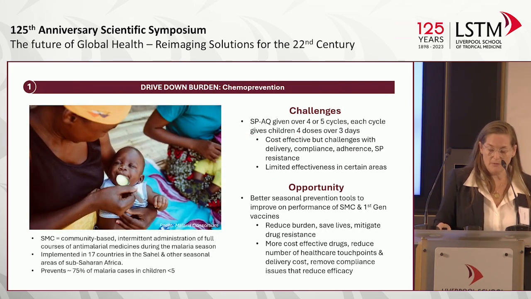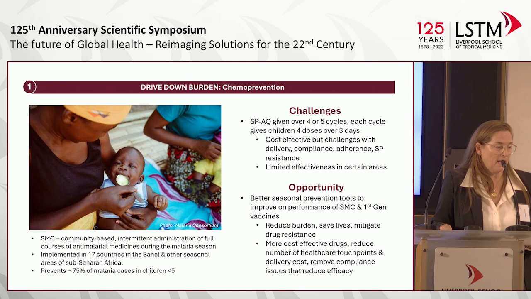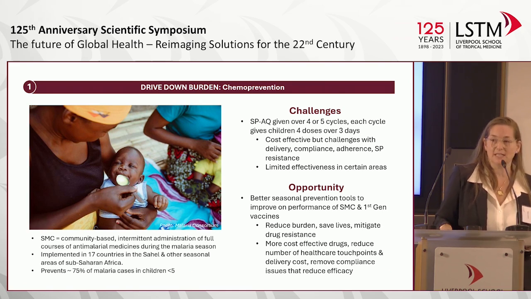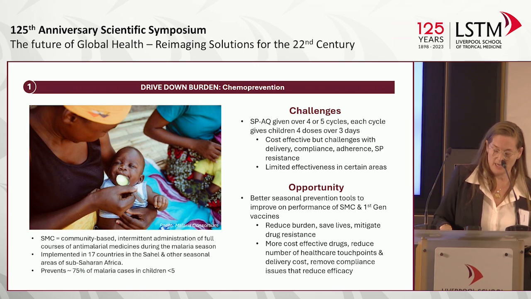You heard about chemoprevention, so I just wanted to mention seasonal malaria chemoprevention. It's a combination of 2 anti-malarials, sulfadoxine-pyrimethamine and amodiaquine, typically delivered door-to-door by volunteer community distributors. It's a safe, cost-effective intervention. It can be delivered safely at scale, but compliance and adherence to the treatment can be challenging. It's typically given over 4 or 5 cycles, and each cycle gives children 4 doses over 3 days. So you can imagine how difficult it is to make sure that those kids take all of those tablets in order to make sure that they have the protection that they need.